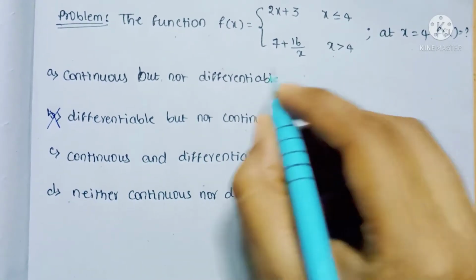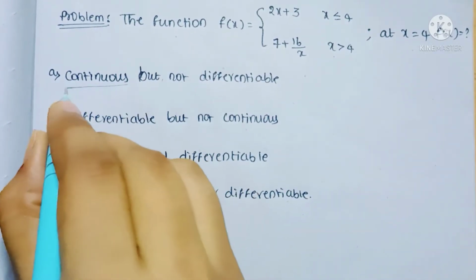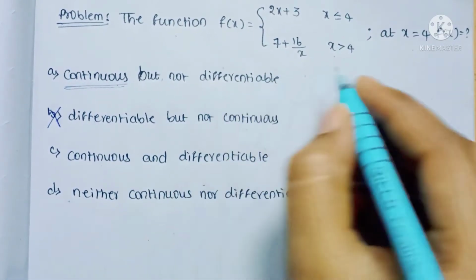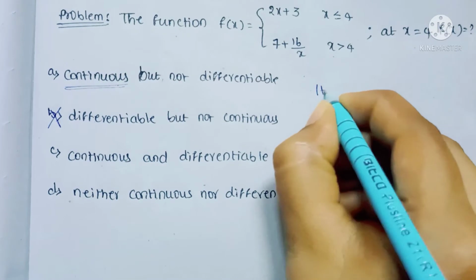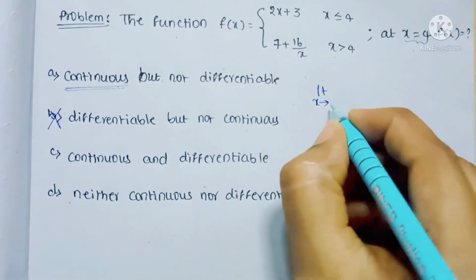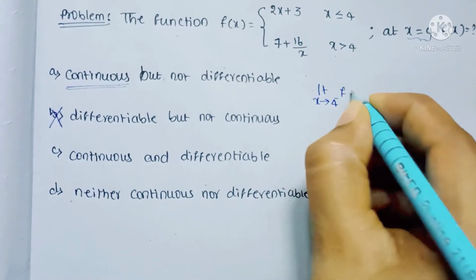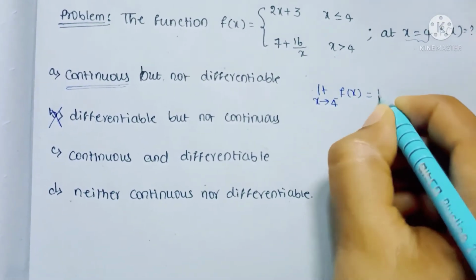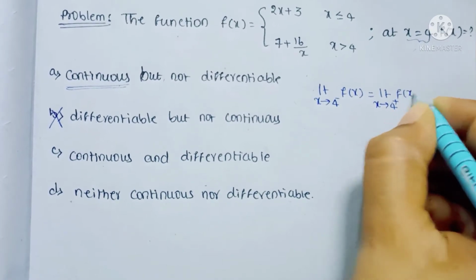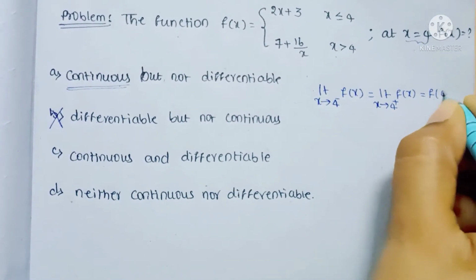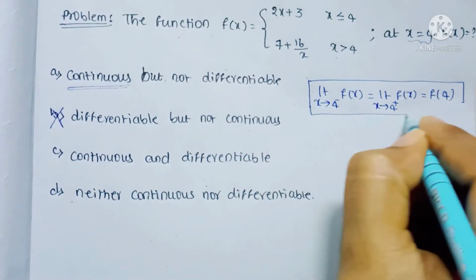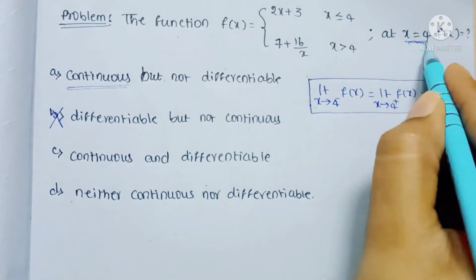So if you see the solution here, we want to know whether the given function is continuous or not. For a continuous function, the limit as x tends to 4 minus of f of x is equal to the limit as x tends to 4 plus of f of x, which is equal to f of 4. Then this condition is satisfied, and f of x is said to be continuous at x equal to 4.